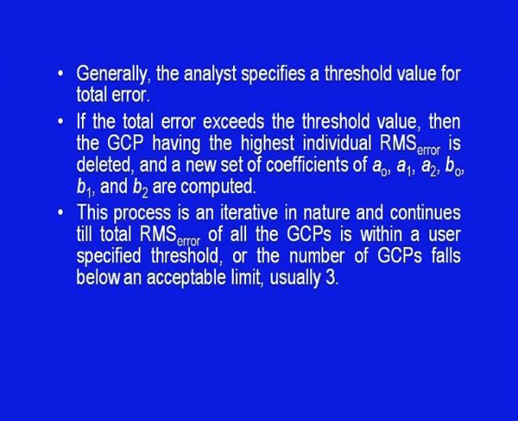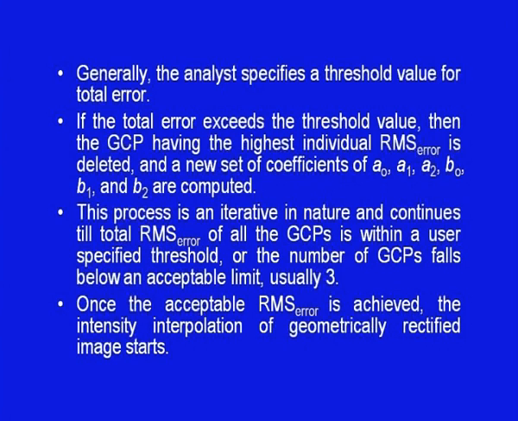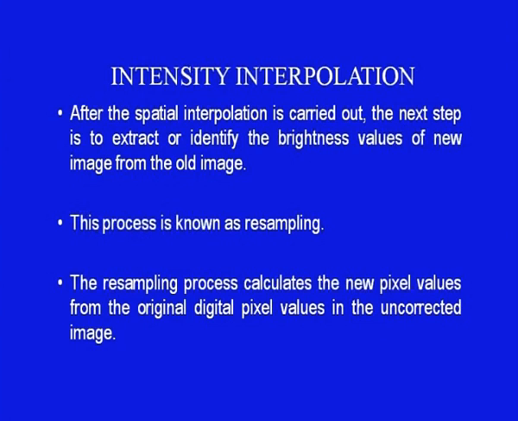This process is iterative in nature and continues till the total RMS error of all the GCPs is within a user specified threshold, or the number of GCPs falls below an unacceptable limit, usually 3. Once the acceptable RMS error is achieved, the intensity interpolation of the geometrically rectified images starts. So, now let us look at the intensity interpolation.